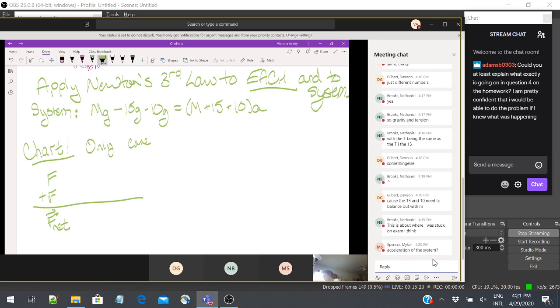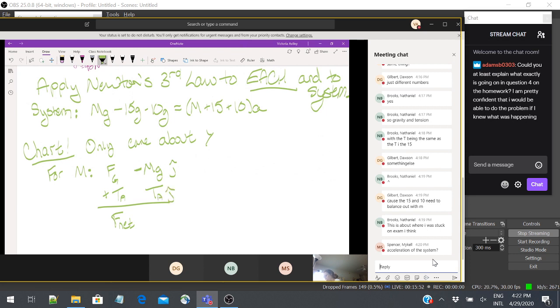Only care about y. So for M, we have force of gravity plus tension in wire A are going to equal the net force. The force of gravity is mg downward, so I'm going to call that negative j hat. The tension in the rope is some number upward, TA, and together they add up to the total mass times its acceleration.